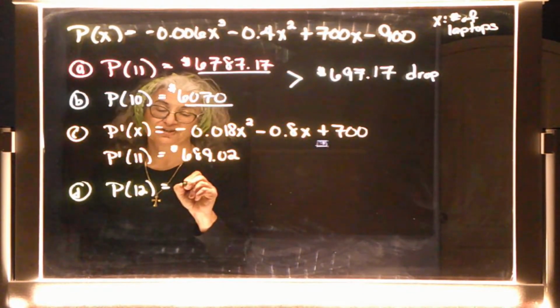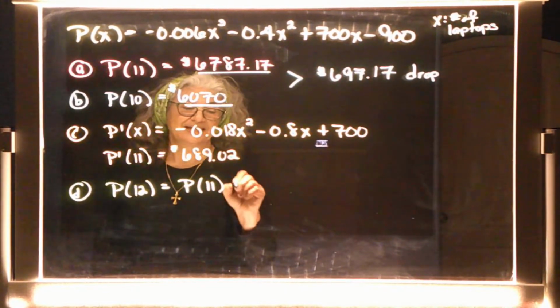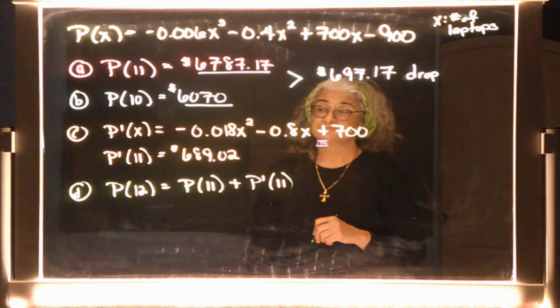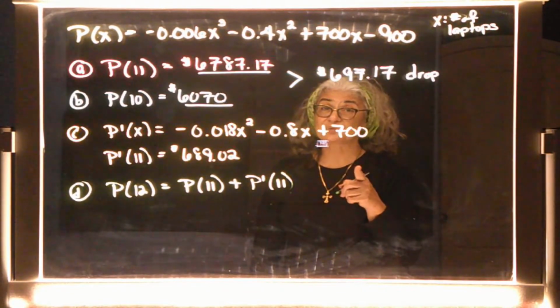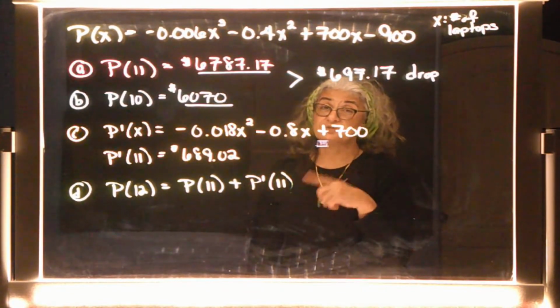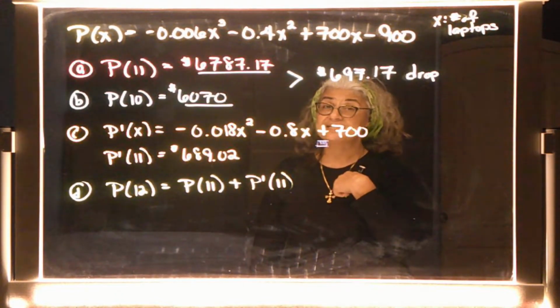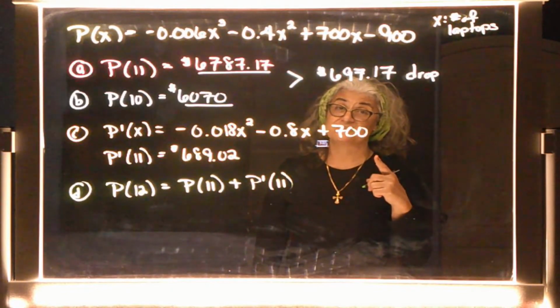Yeah, I heard you. You're going to add them together. You're going to take the profit at 11 and add it to the marginal profit at 11. Does that make sense? And by the way, that was the rearrangement. Go back to the notes. Hopefully you wrote them down. This was the rearrangement that I wrote down of the marginal profit equation that they gave us.